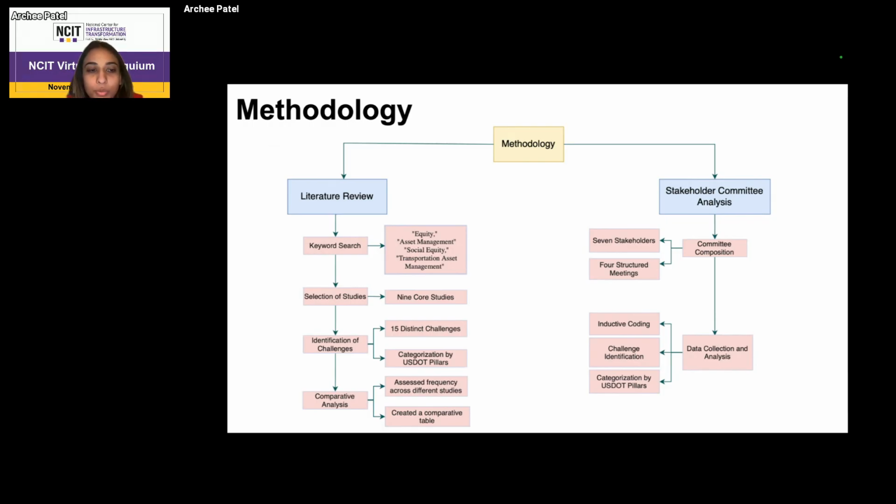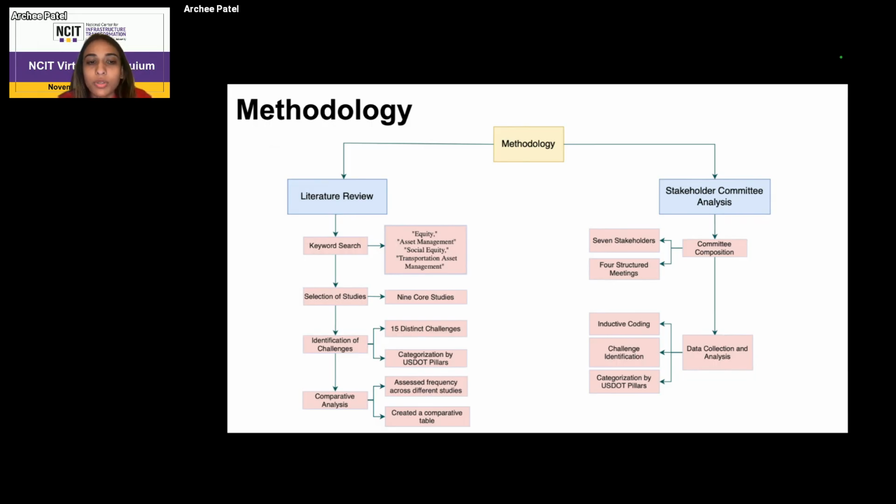For the literature review, I conducted a comprehensive literature review to understand the documented challenges in TAM. For that, I used specific keywords such as equity, asset management, social equity, and transportation asset management. I focused more on online research articles and government reports.